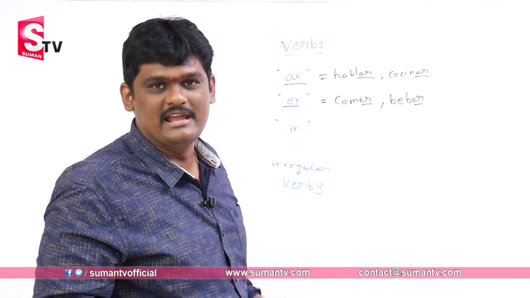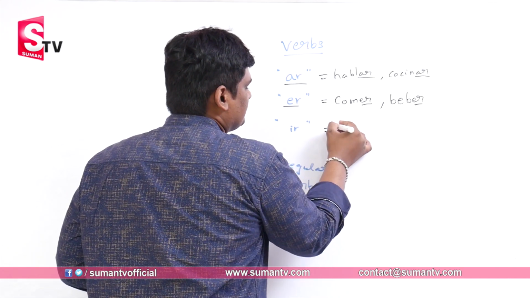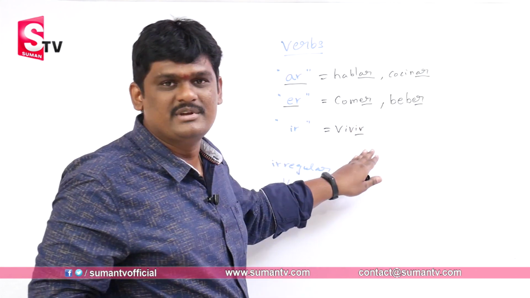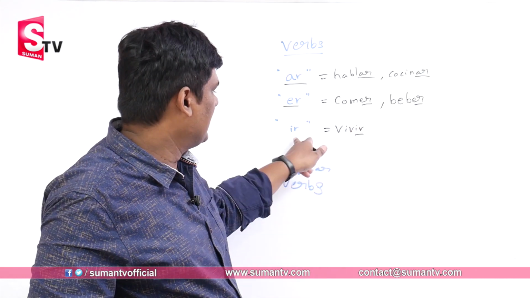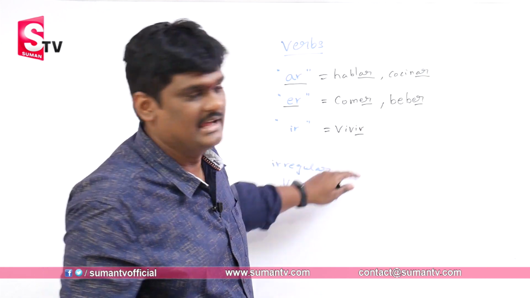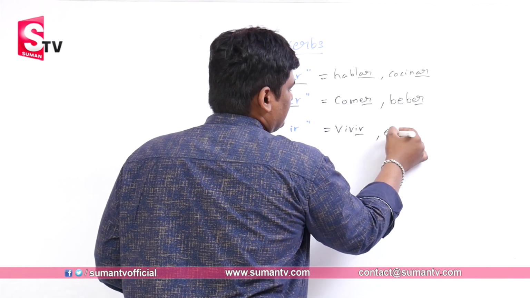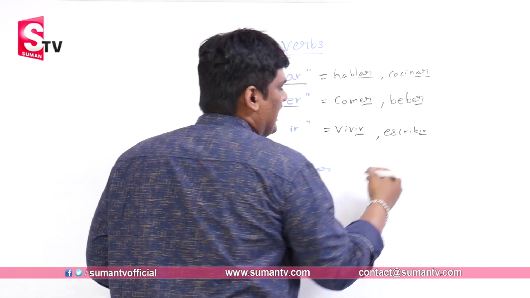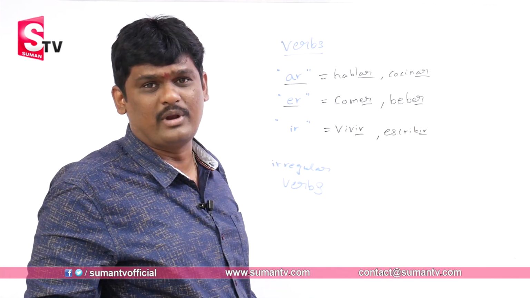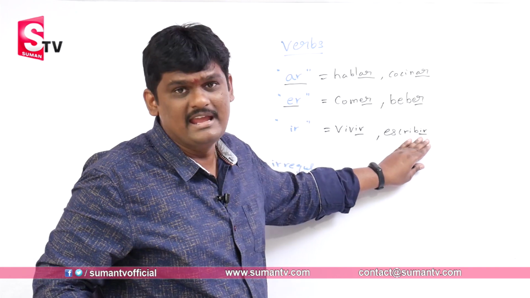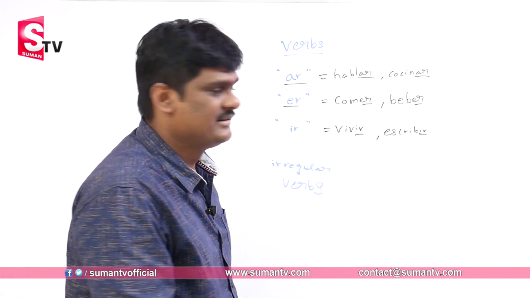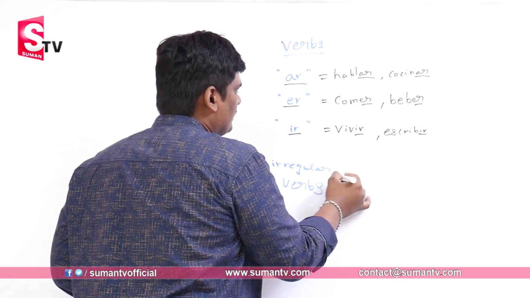Next is IR. Vivir means to live. This comes under IR because it ends with IR. Escribir means to write. This is also ending with IR, so it comes under IR-ending verbs.